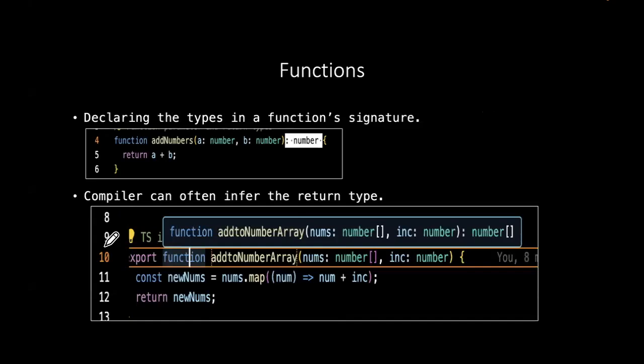Functions: in relation to functions, we know what a function is, but from a typing perspective, you need to declare the types of the parameters of a function, and you can be explicit about declaring the return type, or you can let the compiler infer the return type. And the latter is what you would do quite a lot.